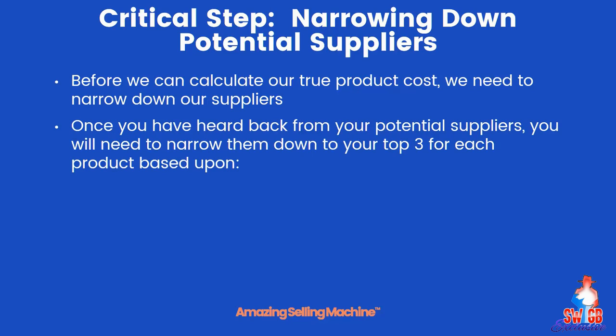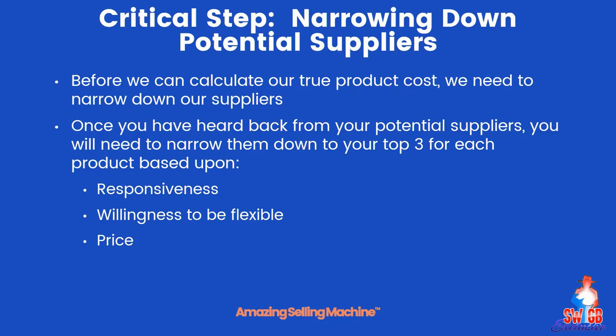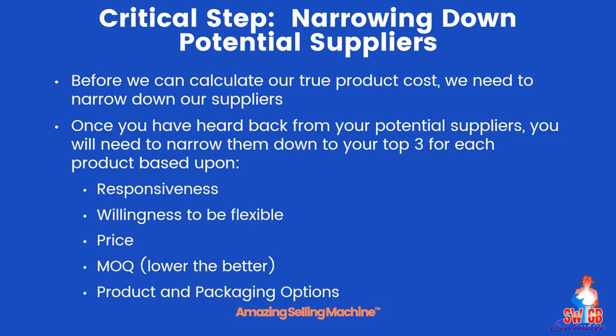Once you've heard back from your potential suppliers, and I realize you're just watching this video now, so you may not have heard back yet, but when you do hear back, you'll need to narrow down to your top 3 for each product based upon the following criteria: how responsive they were, how willing they were to be flexible in working with you, the price they gave you, the minimum order quantity, and then their product and packaging options.